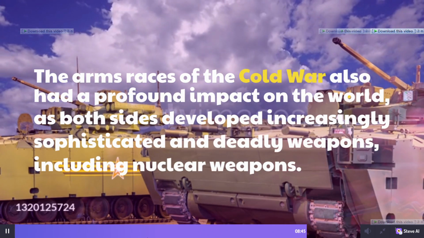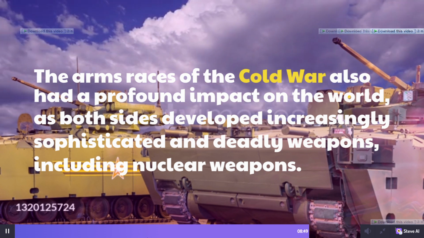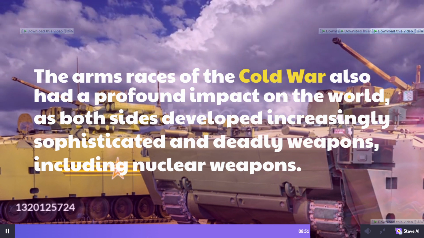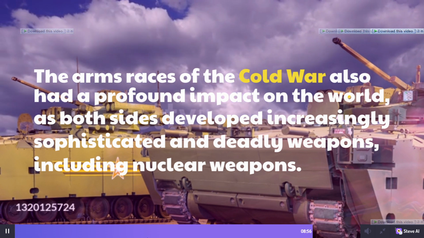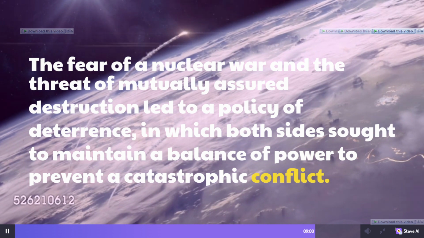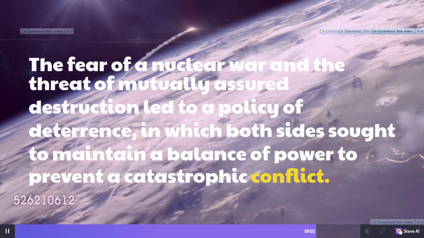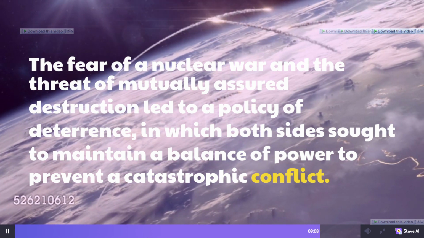The arms races of the Cold War also had a profound impact on the world, as both sides developed increasingly sophisticated and deadly weapons, including nuclear weapons. The fear of a nuclear war and the threat of mutually assured destruction led to a policy of deterrence, in which both sides sought to maintain a balance of power to prevent a catastrophic conflict.